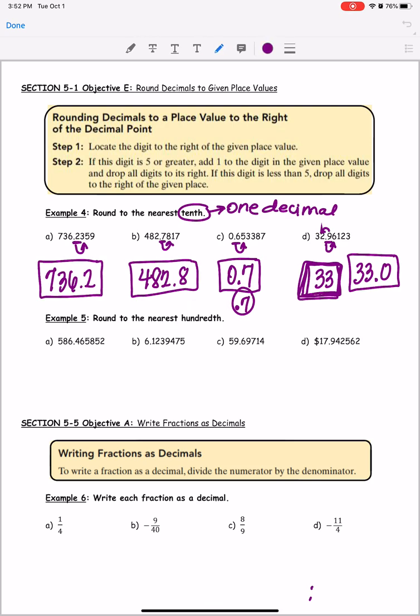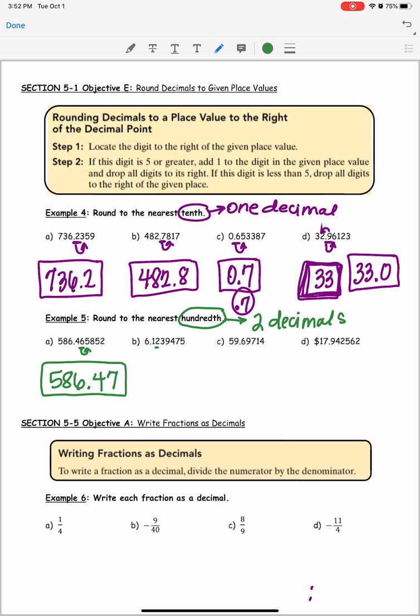Now, on example 5, we are still rounding, but now I'm rounding to the nearest hundredth, which means 2 decimals. So, go to the second decimal, which is on A, this 6. Look at the one behind it. That 5, because it's 5 or greater, means the 6 needs to go up. So I've got 5.864, nothing in front changes. Then that 6 goes up to a 7 because of that 5.